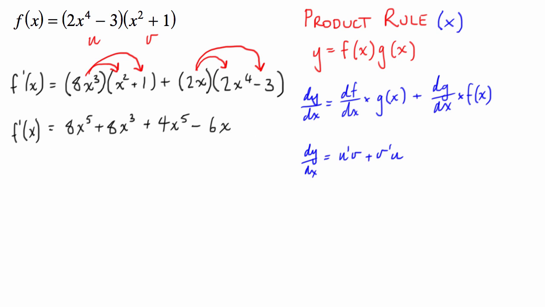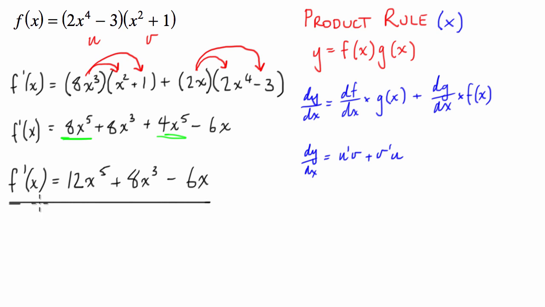We can then combine our like terms. For example, we have 8x to the 5 plus 4x to the 5. So we're going to write the derivative is equal to 8 plus 4 is 12x to the 5, then plus 8x to the 3 minus 6x, because there are no more like terms. So you can see here that this is our final derivative in its simplified form.